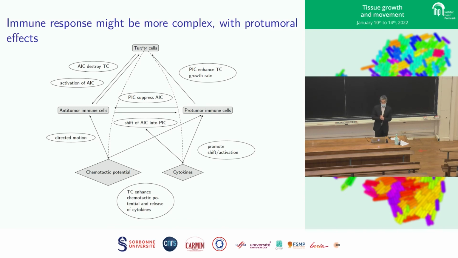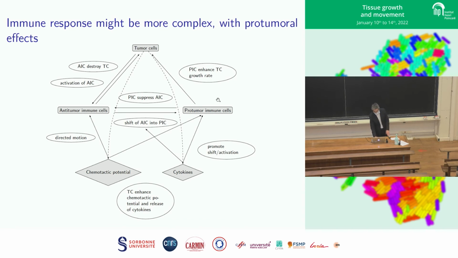There is another mechanism in the immune system. The tumor cells are activating some chemical substance, the cytokine, and the cytokine has different effects. There is a promotion, an activation of pro-tumoral cells, and there is also a shift of the immune cells which were acting against the tumor that become collaborative with the tumor. They are just changing their role. So you have an arrow in this direction and an arrow in that direction.